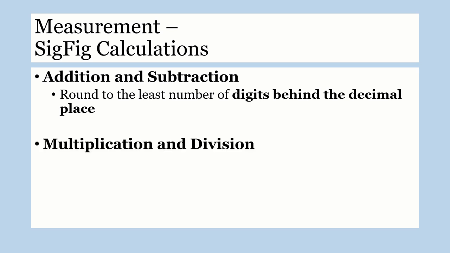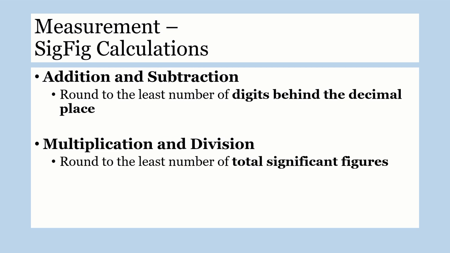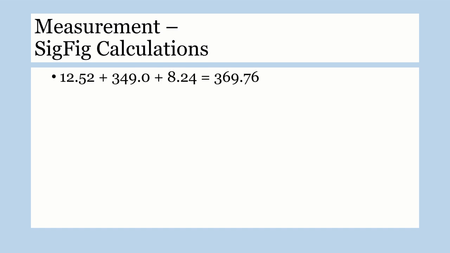Now, for multiplication and division, it's a little bit more complicated, probably the hardest one to do, and this actually happens way more often than addition and subtraction does in chemistry. So multiplication and division, you round to the least number of total significant figures. So you look at all the numbers that you're multiplying and dividing, you figure out which one has the least number of total significant figures, which we just practiced, and then your final answer is rounded to that.